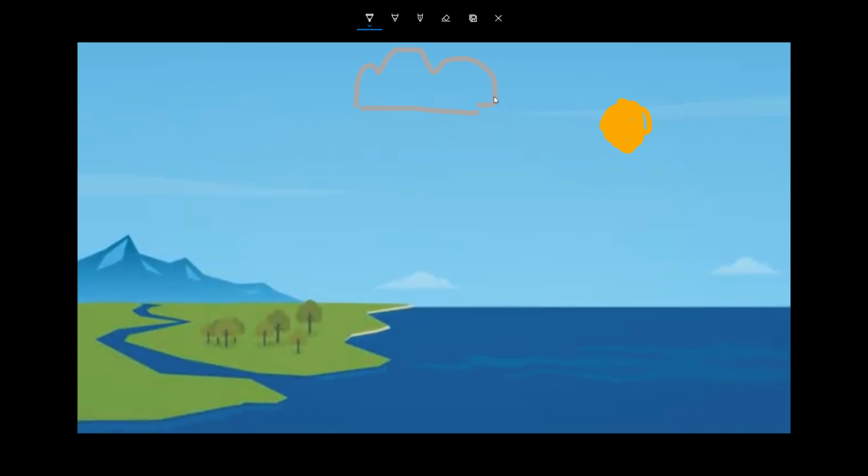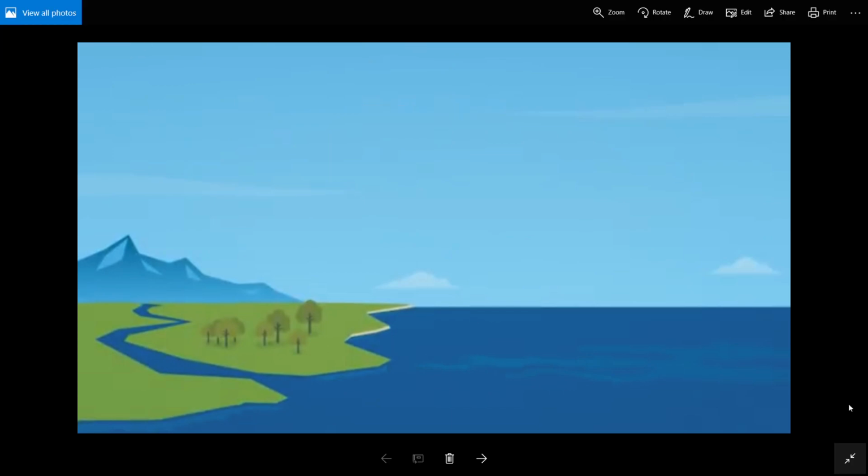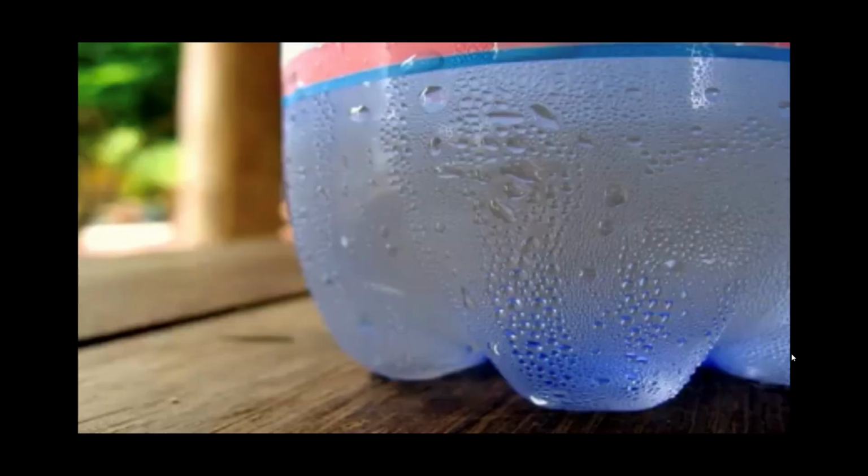Do you remember when you have a colder water bottle or soda bottle, we buy it from the shop and we keep it outside for some time? What happens? The water droplets collect on the surface of the bottle. This phenomena is called condensation.